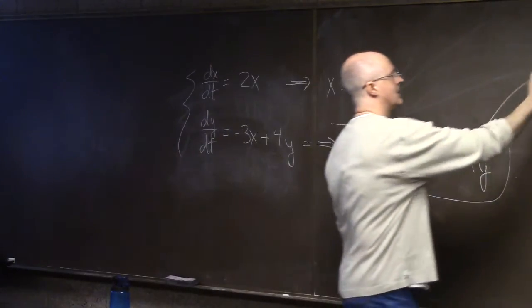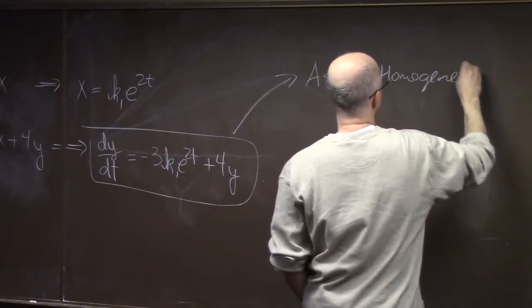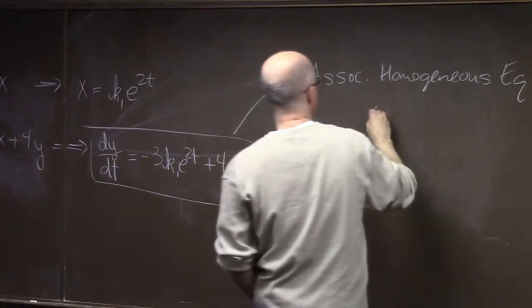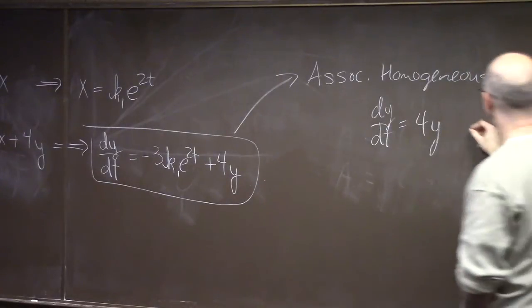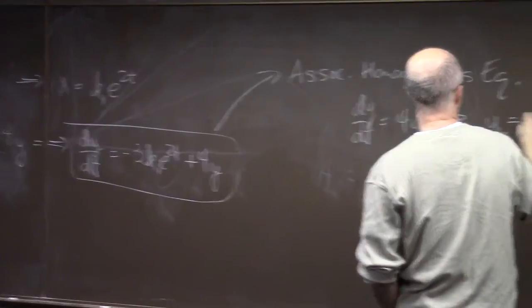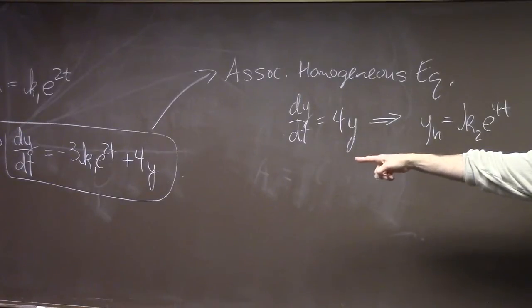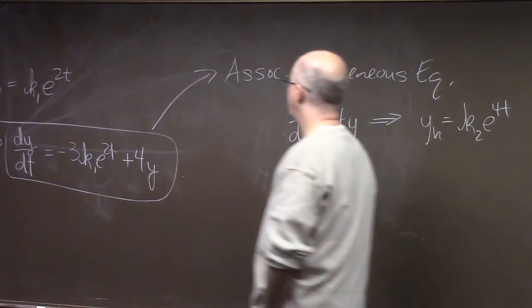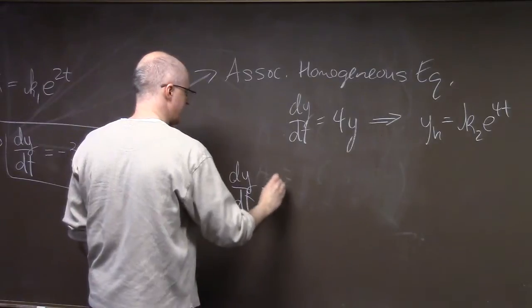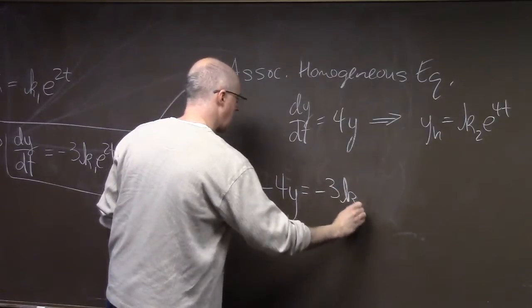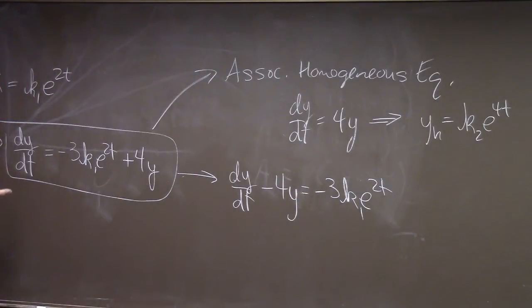The associated homogeneous equation would be dy dt equals 4y. Get rid of the non-autonomous part, which you can solve by inspection. YH would be k2 e to the 4t, but that's not the general solution of the non-homogeneous equation. I need to guess a particular solution, which again is a little easier to think about if you think about the equation this way. Put the 4y onto the other side as a minus 4y.